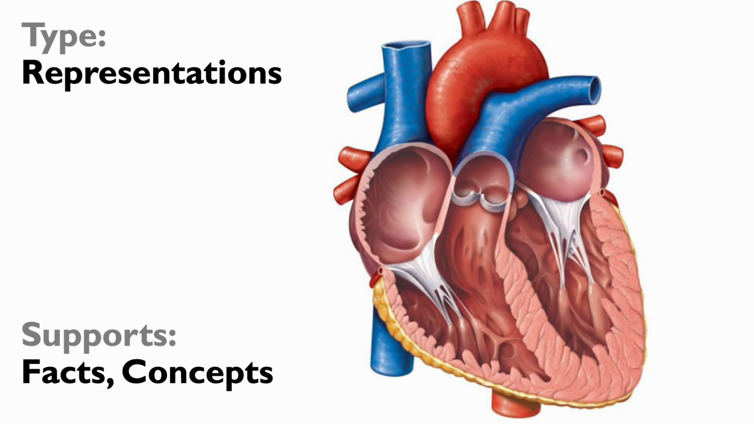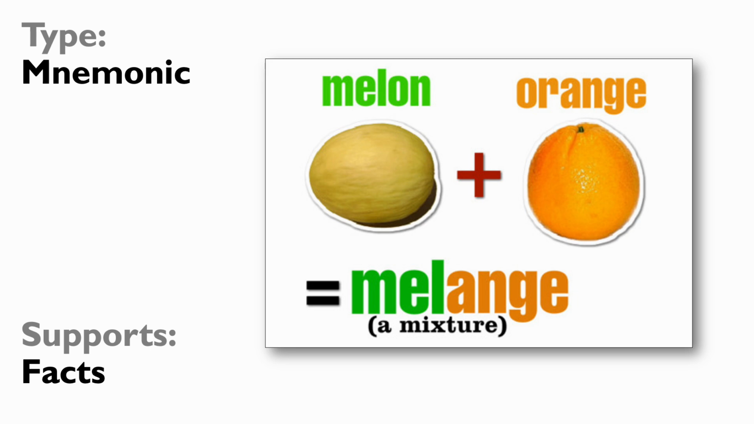Another category are representational graphics. These are used to support the teaching of facts or concepts, and these are graphics that are used to depict an object or objects in a realistic fashion. Another category of graphics are called mnemonics. Again, these are graphics that can help support the learning of facts. And these are simply graphics that provide retrieval cues for factual information. So in this example, it's a visual way to try to recall the definition of the word melange.